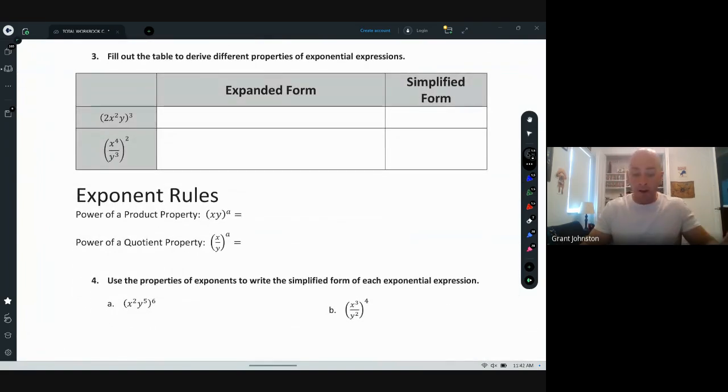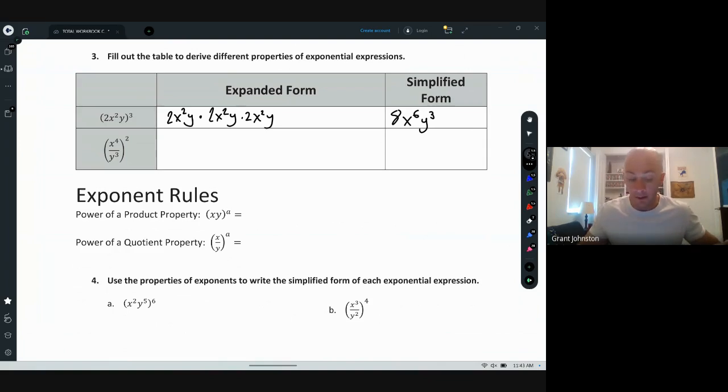So a little bit more deriving. If I have 2x to the 2nd, y, to the 3rd, this would be like 2x to the 2nd, y, times another 2x to the 2nd, y, and times another 2x to the 2nd, y. And therefore, I have a 2 times 2 times 2, which would be 8. I have an x to the 2nd times another x to the 2nd times another x to the 2nd. That would be x to the 6th. And then a y times y times y would be y to the 3rd. That would be the simplified form.